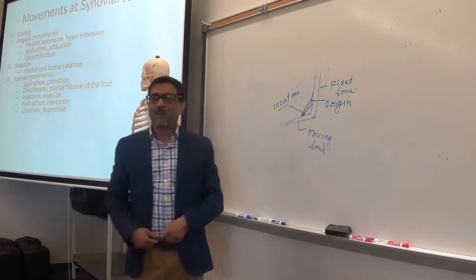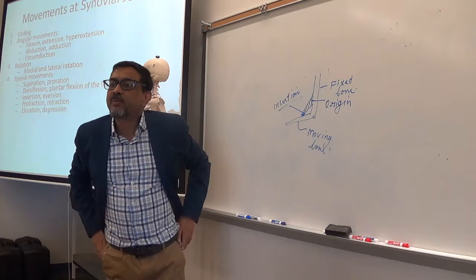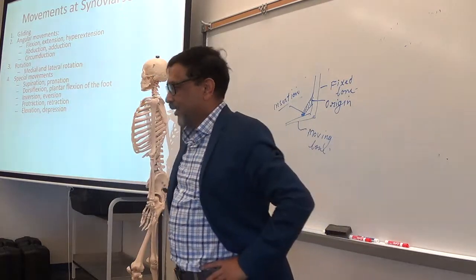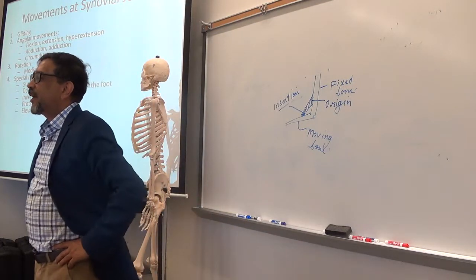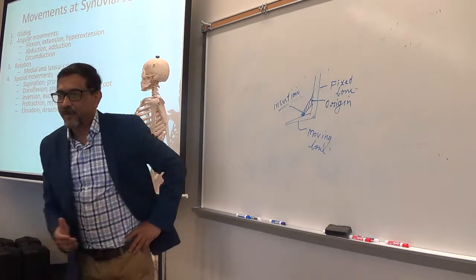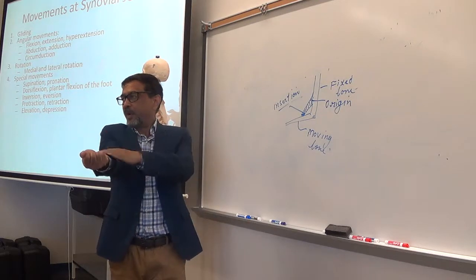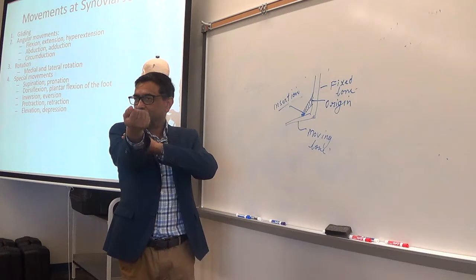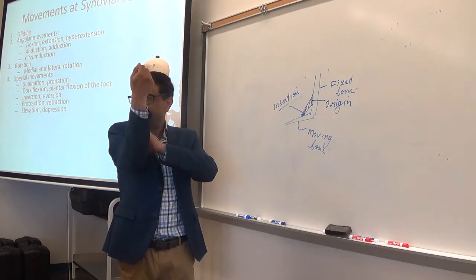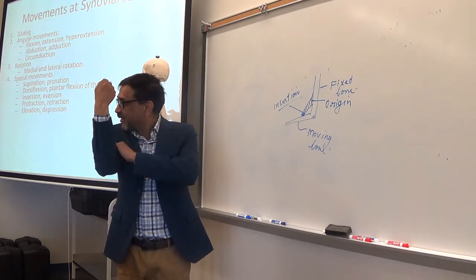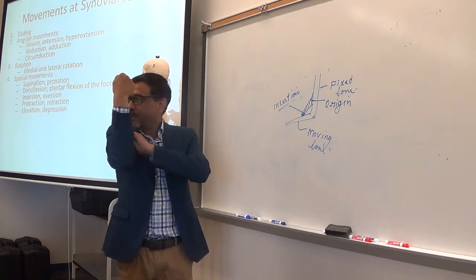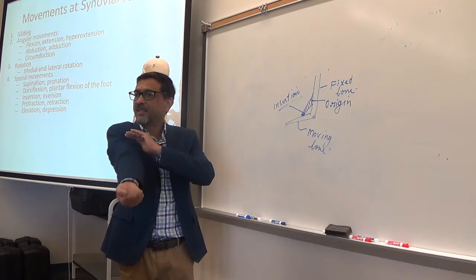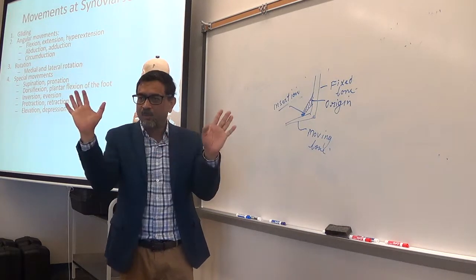Angular movements, where the size of the angle between the bones changes. That's why they are called what? Angular. Look at me. I'm moving my forearm, okay? This is the angle here, and you watch the angle. It is getting what? Is smaller or bigger? Smaller, right? So this is called flexion. Okay? Now I'm moving in opposite direction. Now angle is getting what? Bigger. That is extension. Okay, so those are angular movements, right?